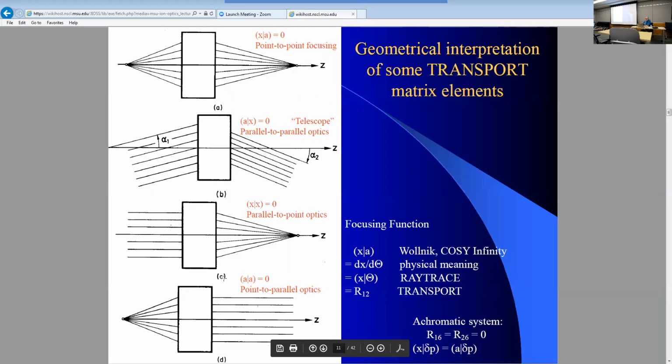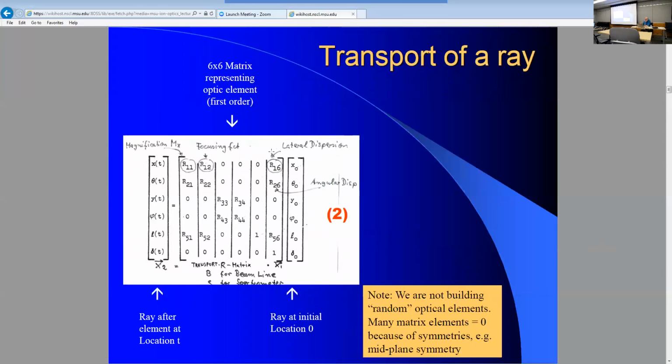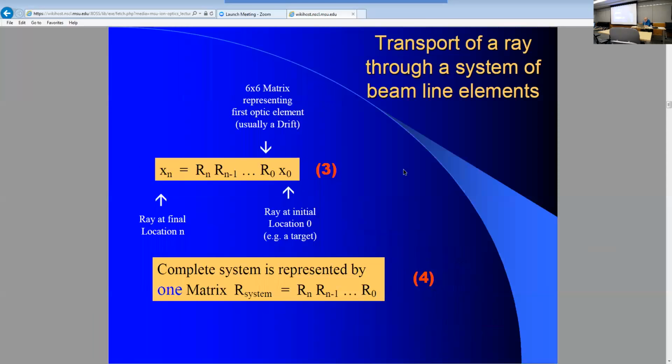So we will learn a lot about achromatic systems. An achromatic system is a system where the dispersion, R16, or this term here, and the angular dispersion is 0. So in the matrix that I've shown here, if these two elements are 0, then it's called an achromatic system. It is not only the dispersion is 0, but also the angular dispersion is 0. Not to be confused, and that is an important distinction you will see in applications later.